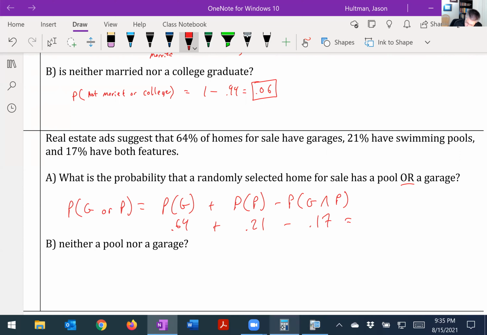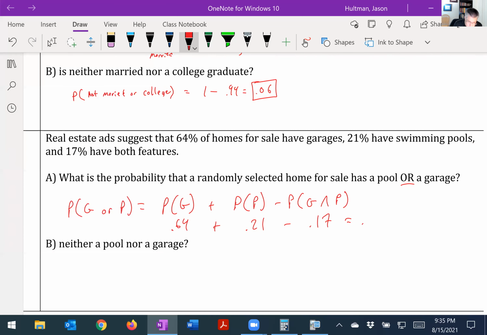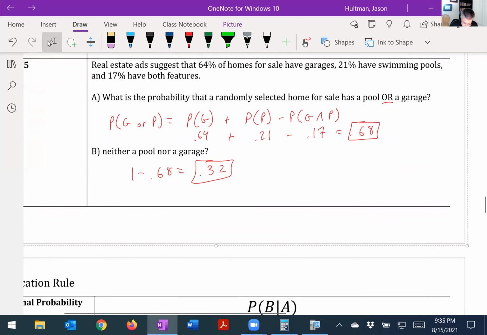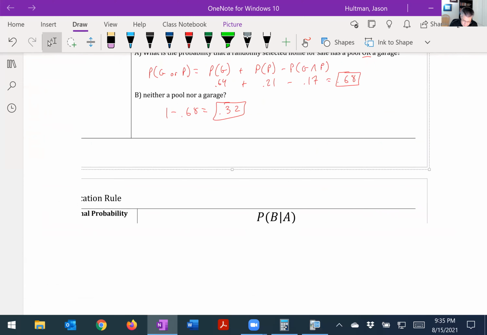So let's go to our calculator on this. 0.64 plus 0.21 minus 0.17 is 0.68. So 68% have a pool or a garage. Which ones have neither? Well, that's just 1 minus 0.68, which is 0.32. Okay, so that's what we call the addition rule. Let's get into the multiplicative rule, or conditional probabilities.